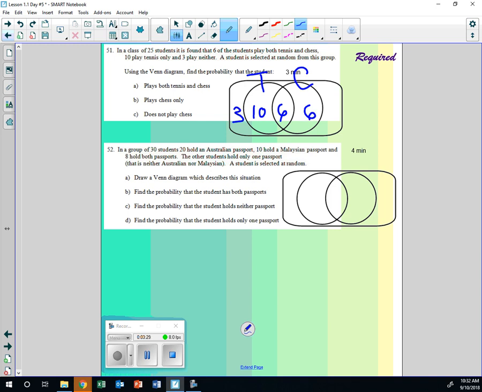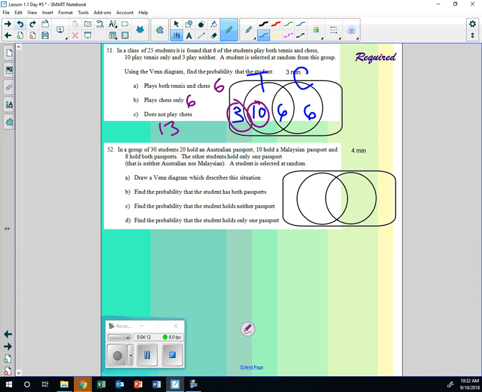Now, if we're just looking at numbers, all you have to do is just leave them as they are. If they say probability, just divide by the total. And then you have probabilities, but they're not asking for that here. What's the probability that play both tennis and chess? Well, that's just 6, isn't it? Play chess only, we decided that was also going to be 6. Does not play chess, that's going to be these 2, which is going to be 13. The reading is the hard part for folks.